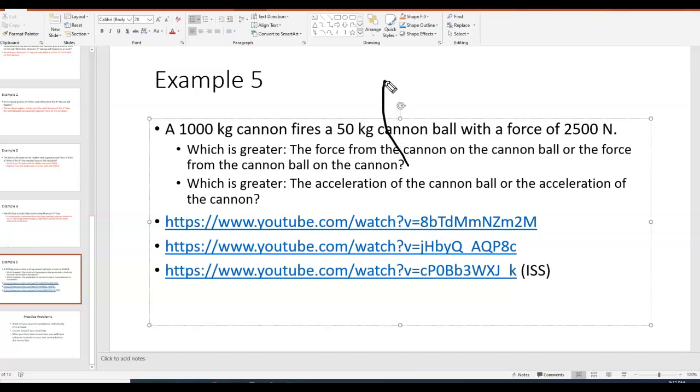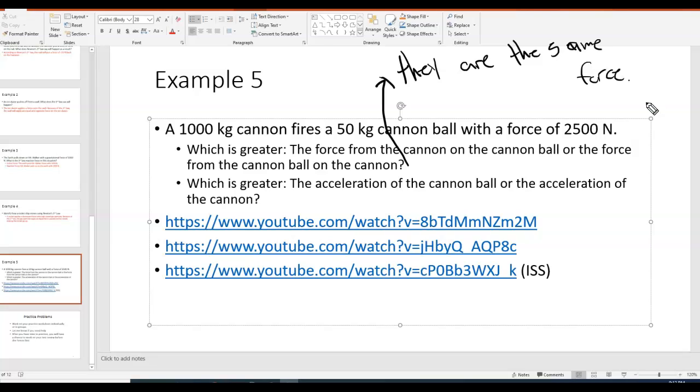And if you've been paying attention to the last half a dozen examples, you should immediately recognize that because of the third law, the force on the cannon and the force on the cannonball are the same. They are the same force. Now that does not mean they have the same outcome. That doesn't mean they do the same thing, but it means they have the same push on them. The cannon and the cannonball both have the same force on them.